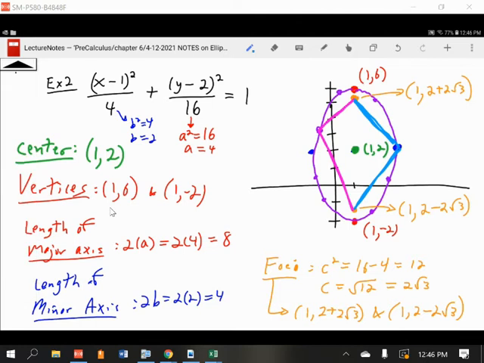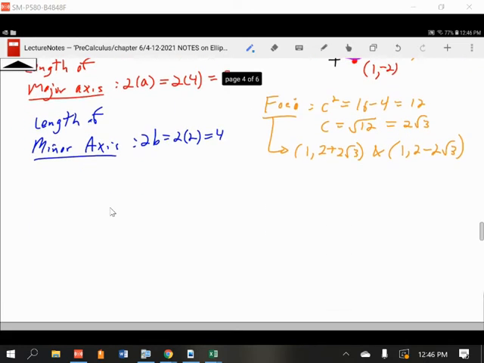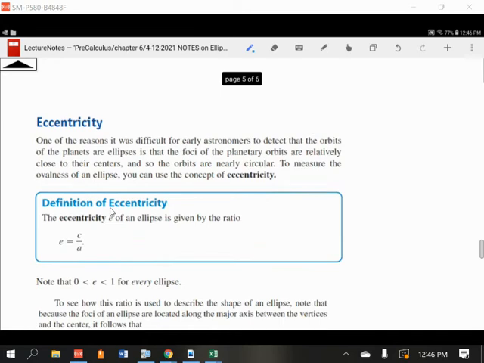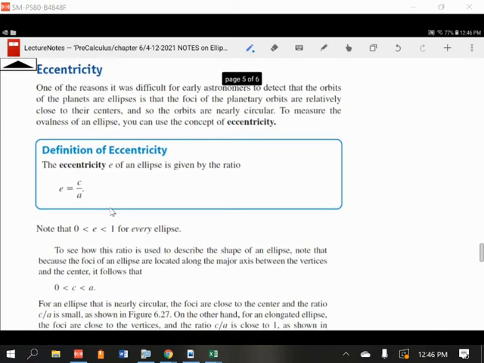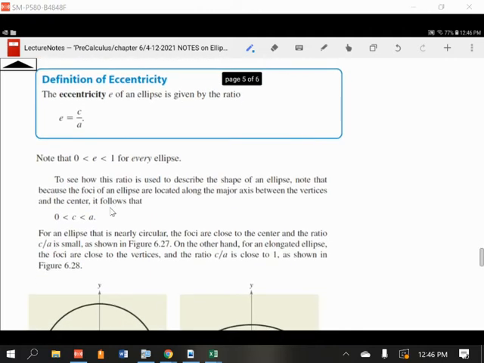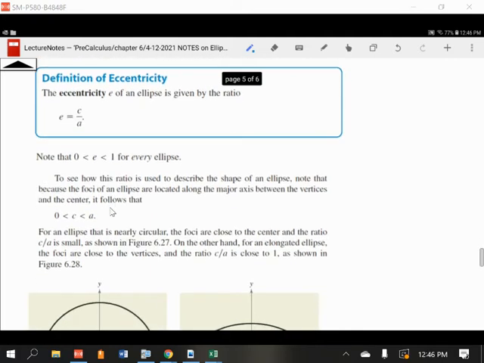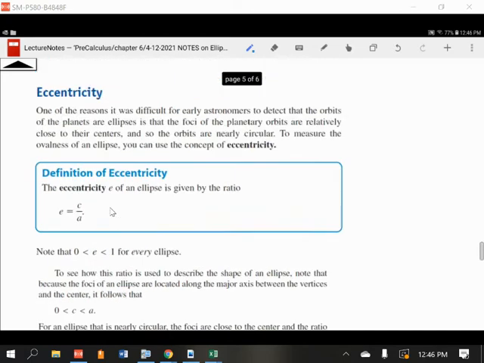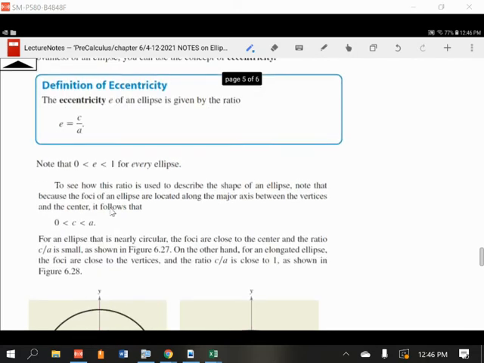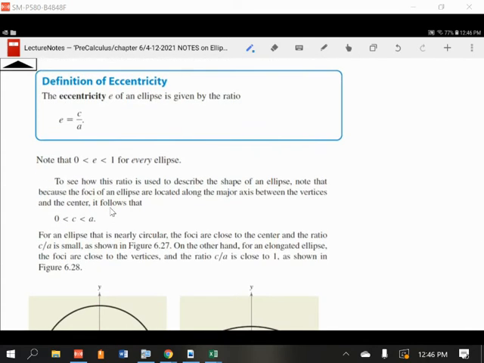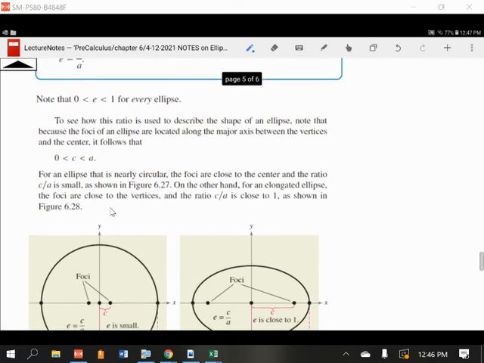Now, there's something else about foci that I should mention. The foci are what makes a circle less circular. So how elliptical is an ellipse? There's a measure for that. This is in the book. This is called the eccentricity of an ellipse. The eccentricity of an ellipse is how elliptical the ellipse is. And there's a way to get that. It's right here. It's C divided by A. The eccentricity of the ellipse is C divided by A.